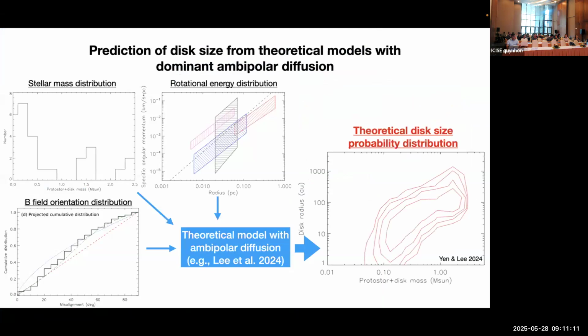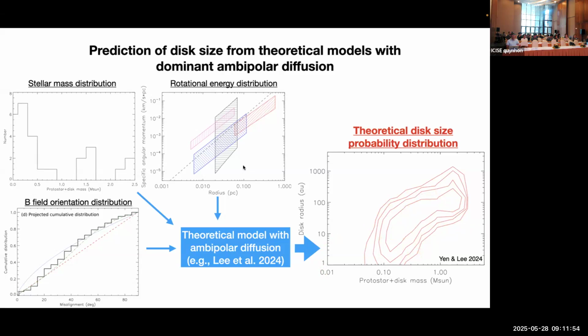So now we have everything we need. We know the stellar mass. Given a sample, we will have the stellar mass distribution. From dust polarization, we can know the magnetic field orientation, and we can also get a probability distribution for the magnetic field orientation. Then from the dense core survey, we can get the rotational energy distribution. Combining the three and plugging into the model, which is straightforward, we can predict the disk radius as a function of stellar mass. These red contours show the probability distribution in this parameter space. Basically, given a stellar mass, it gives the likelihood of the disk radius.